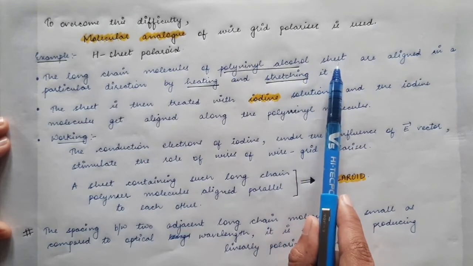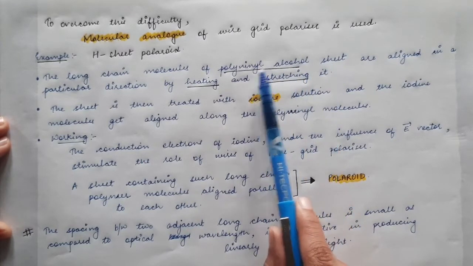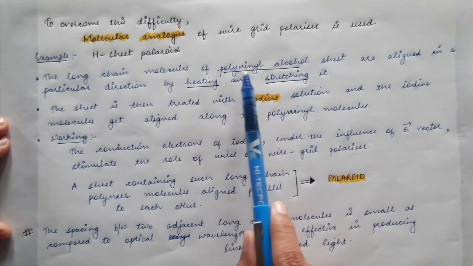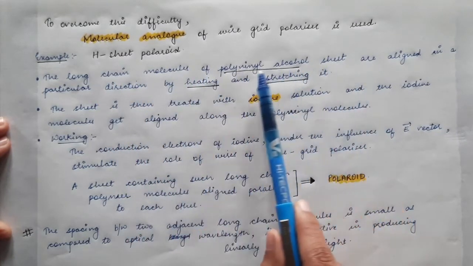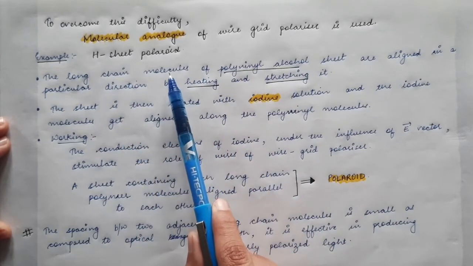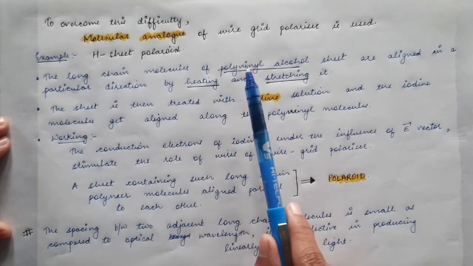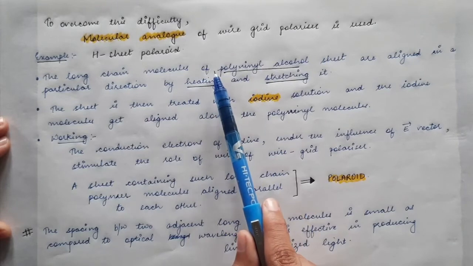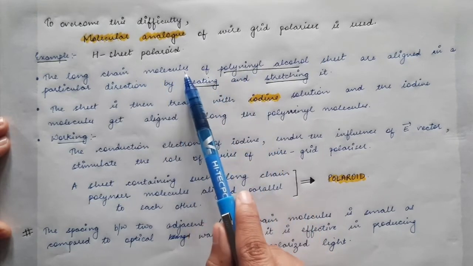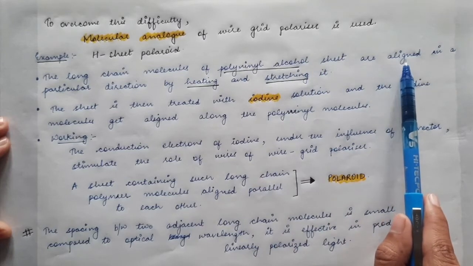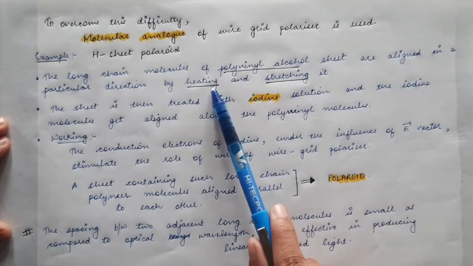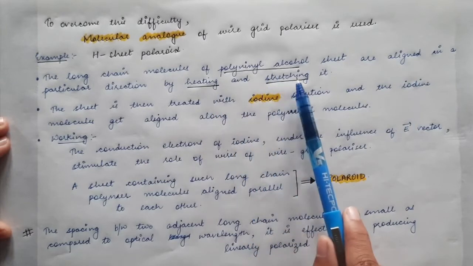So we take a very thin sheet of polyvinyl alcohol. This polyvinyl alcohol sheet has long chain molecules, and in normal condition these long chain molecules are not aligned. So we make the long chain molecules of the polyvinyl alcohol sheet get aligned. And how do we make them aligned? We heat the sheet and then we stretch it.